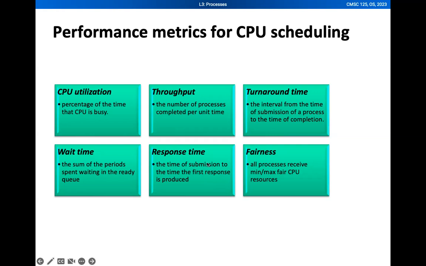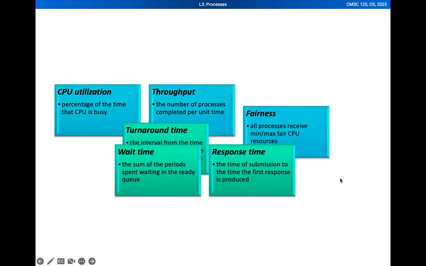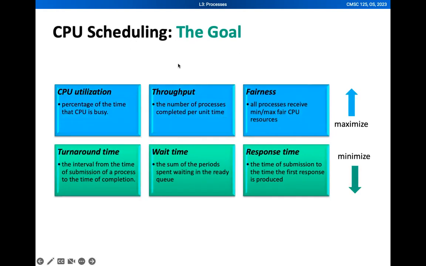So for example, you are compiling some program and it took a long time before it produced a result, right? So the response time is very long and is not very ideal, okay? And we don't want that to happen. So lastly, the performance metric that we can also look at is fairness. In this, all processes receive a minimum or maximum fair share of CPU resources.